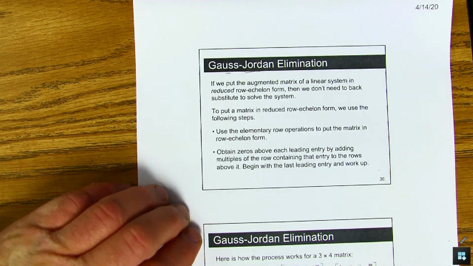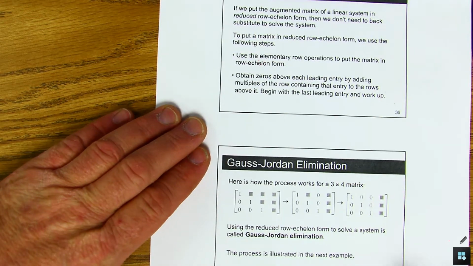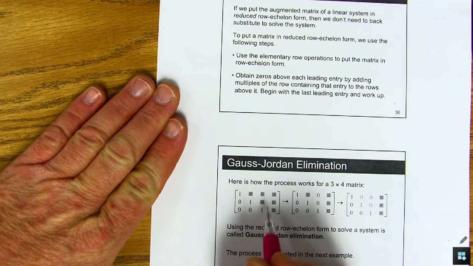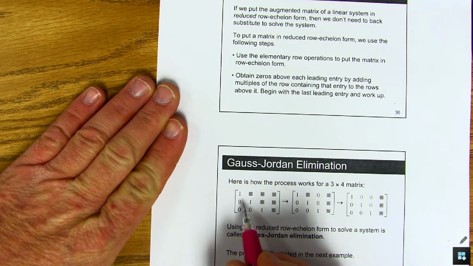The first thing you're going to do in Gauss-Jordan elimination is put it into an augmented matrix. Then you're going to get it into row echelon form, the one with zeros, one with the 0, 1.